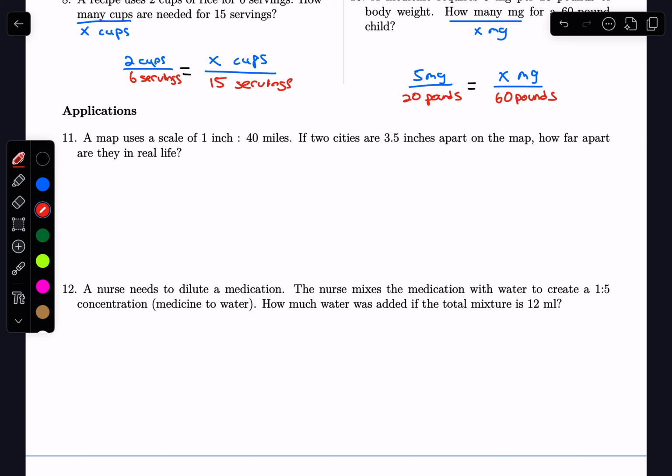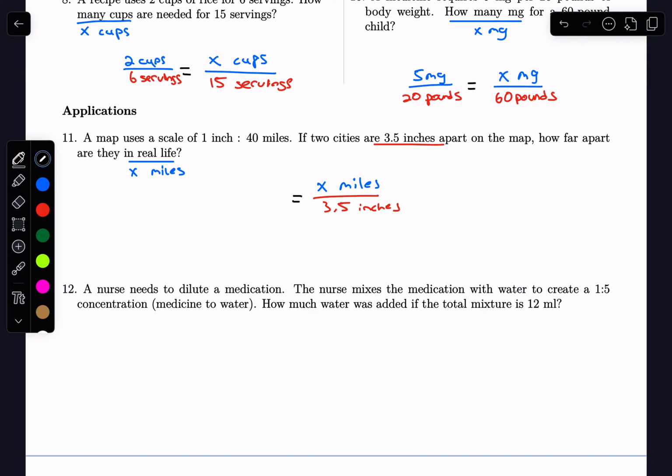A map uses a scale of 1 inch to 40 miles. If 2 cities are 3.5 inches apart on the map, how far apart are they in real life? And in real life, we're talking about in miles, okay? So we're solving for x miles. So I'm going to set up a proportion where I have x miles on top of one side, and that corresponds with 3.5 inches, our problem says.